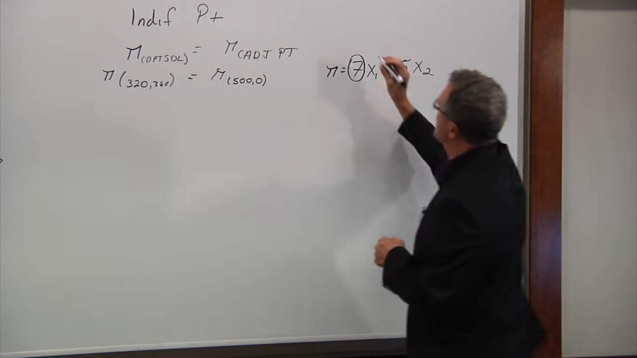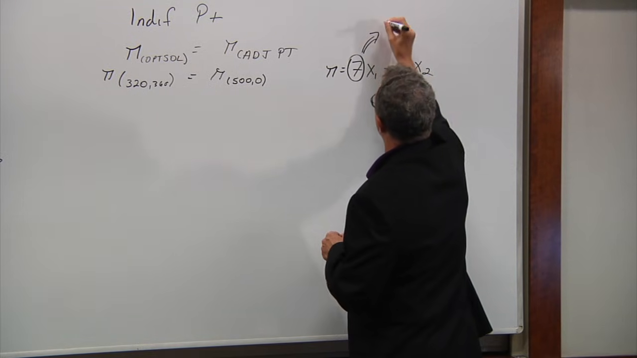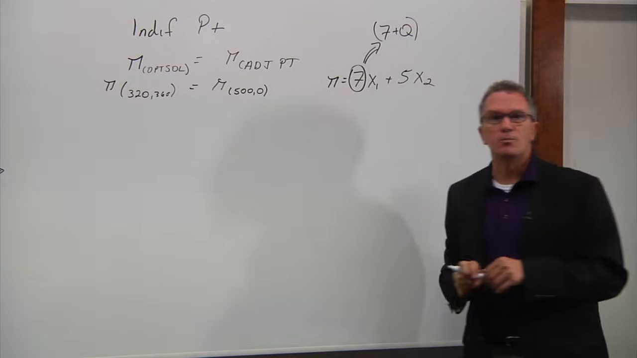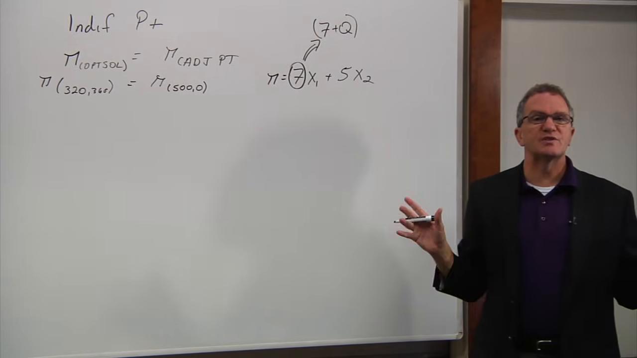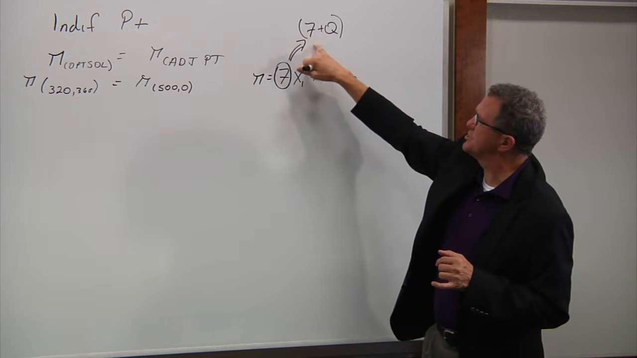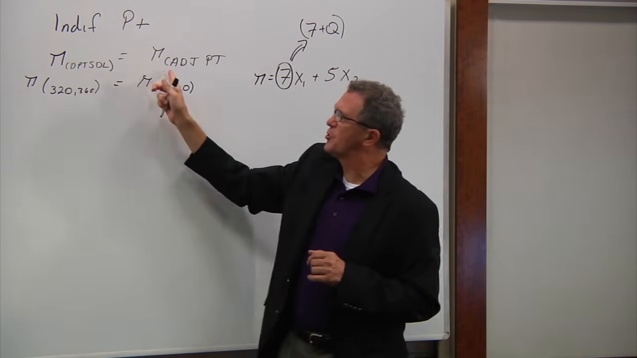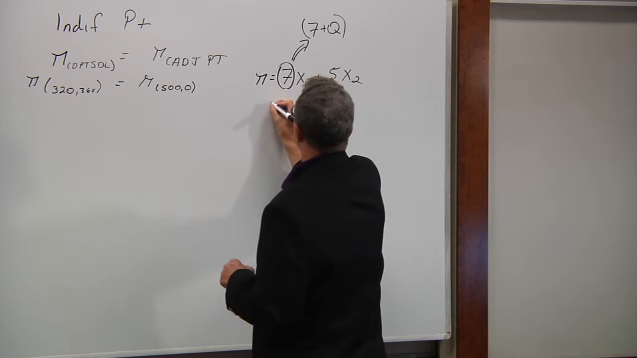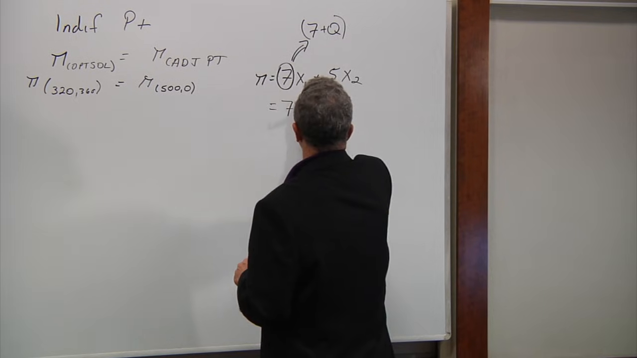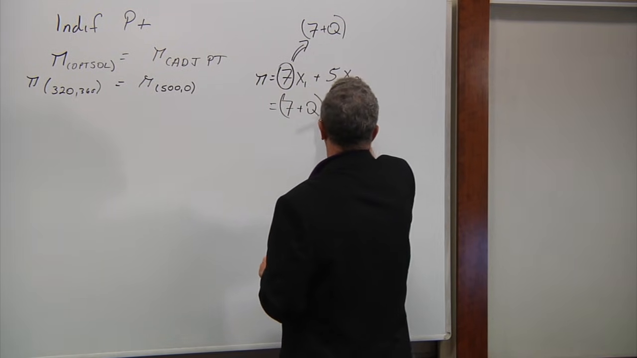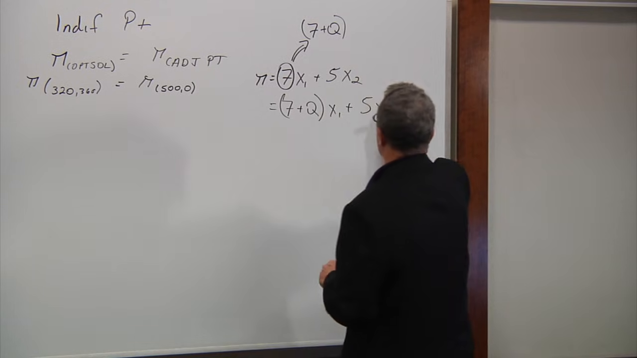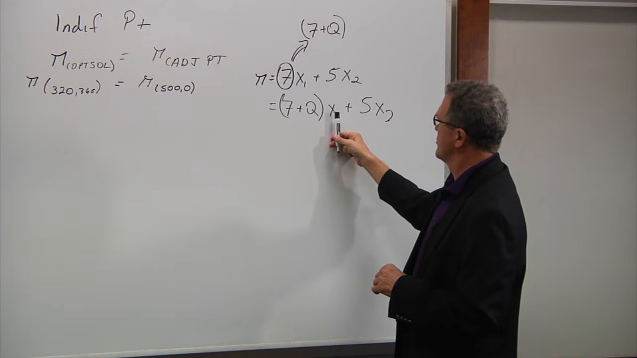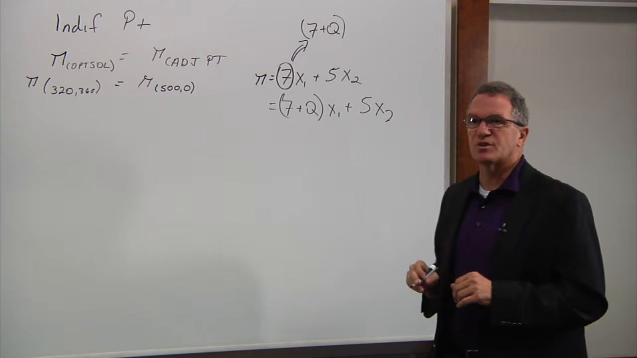So this is going to change. This is going to change to what? Well, it's going to change to 7 plus some unknown quantity, Q. I don't know what Q is. That's what I'm trying to find out. How far does it change before these two profits have an indifference point, before the two profits are the same? So this now changes to 7 plus Q times x1 plus 5x2. My new profit margin is 7 plus Q times the number of tables plus $5 times the number of chairs.